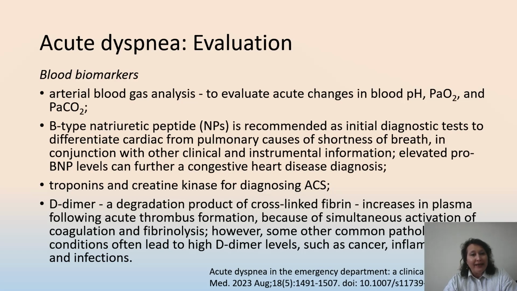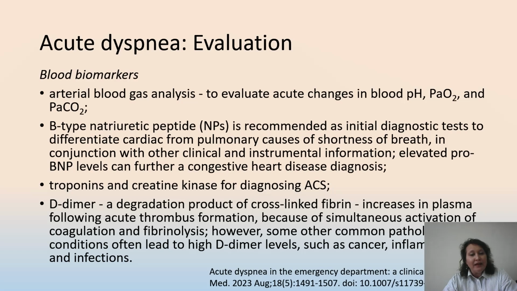For evaluation of acute dyspnea, we should control blood biomarkers. Arterial blood gas analysis lets us evaluate acute changes in blood pH, partial pressure of oxygen, and carbon dioxide. B-type natriuretic peptide is recommended for initial diagnosis of the patient, for differentiation of cardiac and pulmonary causes of acute dyspnea in conjunction with other clinical and instrumental data. An elevated pro-BNP level can further support a congestive heart failure diagnosis.